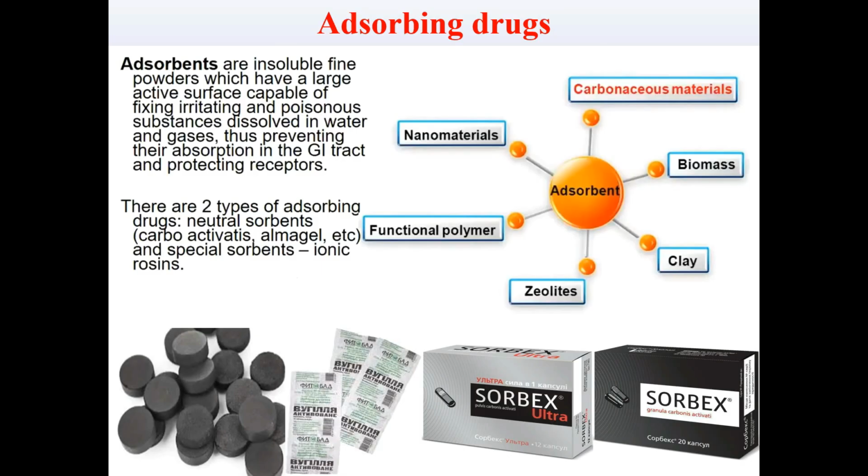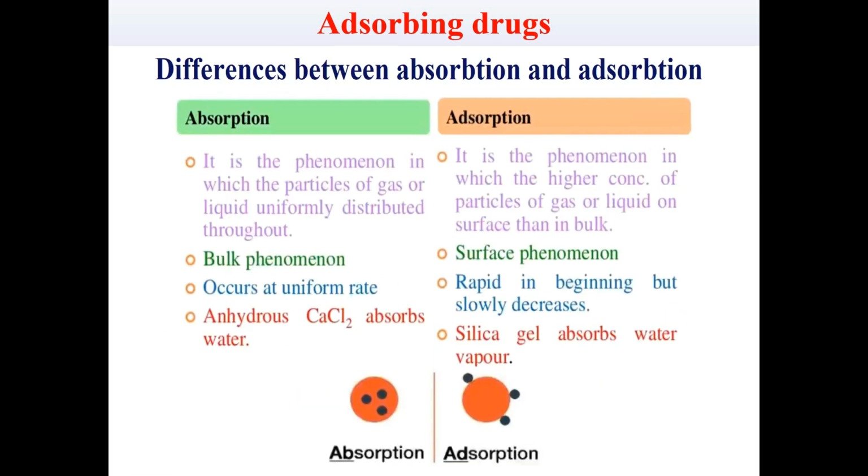Next one is adsorbing drugs. Adsorbents are insoluble fine powders which have a large active surface capable of fixing irritating and poisonous substances dissolved in water and gases, thus preventing their absorption in the GI tract and protecting receptors. There are two types of adsorbing drugs: neutral sorbents, for example, activated carbon, Almagel, etc., and special sorbents, for example, ionic resins. Below you can see an example of these drugs. And on this picture, I would like you to memorize the differences between absorption and adsorption.